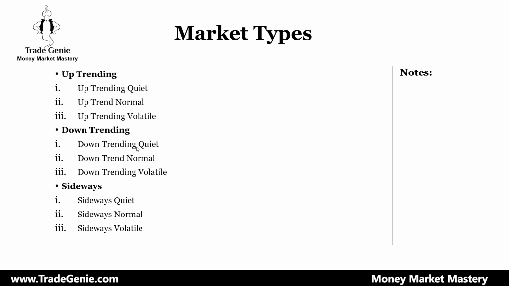The downtrending market does not go down in a quiet manner. So it's the opposite. It doesn't go down in a normal manner either. It goes down in a volatile and very volatile manner. So when the market is going down in a volatile and very volatile manner, the traders need to be on their toes, because one day they see the up market, the second day they see the down market, and then they see the up market again.